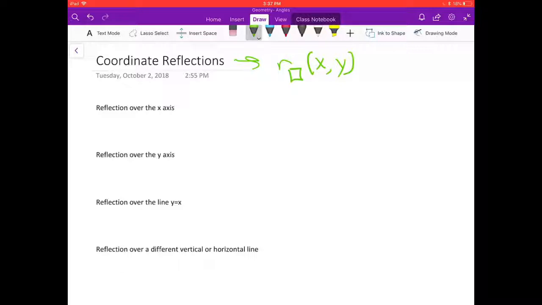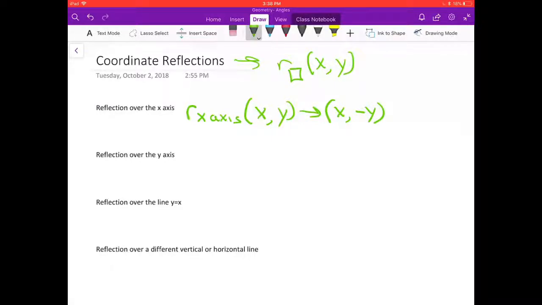The first one is a reflection over the x-axis, and it's labeled the same way. We start with our lowercase r, our subscript of the x-axis, and for right now we're going to talk about how this would work for any point x comma y. The rule for x-axis is we are going to change the sign of the y value. So if it's positive, we're going to make it negative, and if it's negative, we're going to make it positive. So we're only going to change the y value.